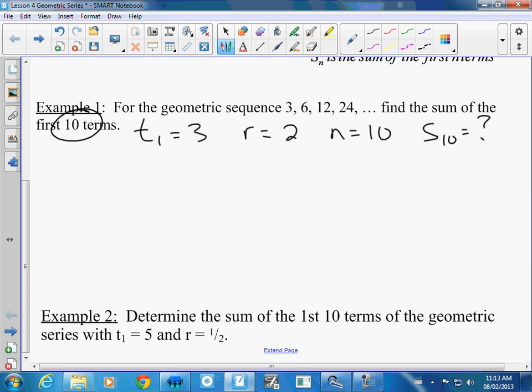Okay, write down the formula. What is the formula? Sn equals T1 times (R to the power N, minus 1), over R minus 1. Please note that N is an exponent.